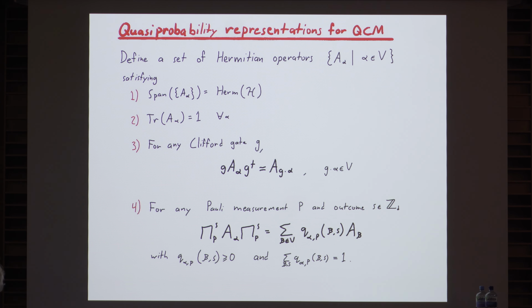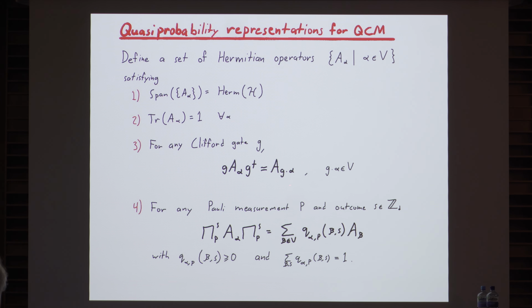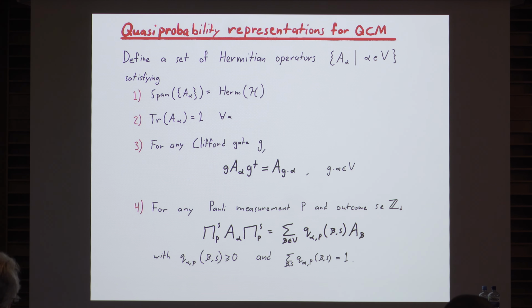And then for representing the dynamics of the computation, being Clifford gates and Pauli measurements, we want these nice properties with respect to Clifford gates. So if you conjugate one of these operators by a Clifford operation, you get another one of these operators back again. And for Pauli measurements, it's a little bit more complicated. Suppose you do a Pauli measurement P and you get measurement outcome S. That's identified with a projector. So if you apply this projection to one of these operators, you get a convex mixture of these operators.